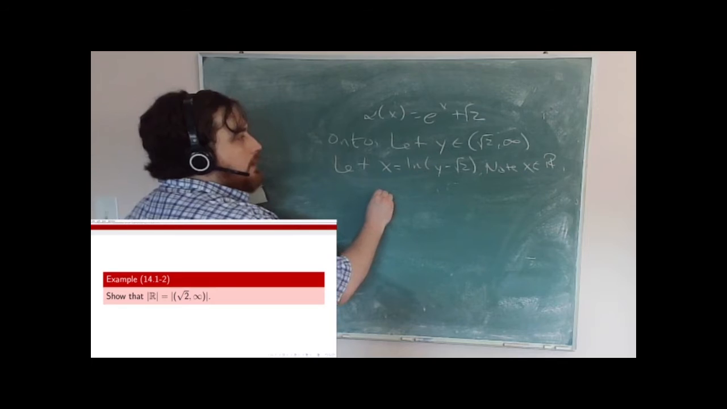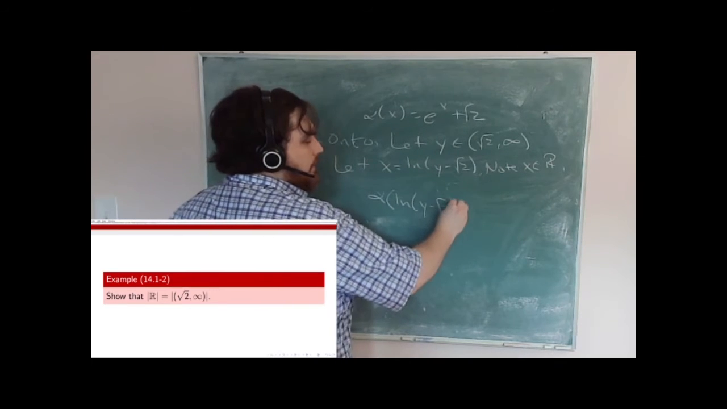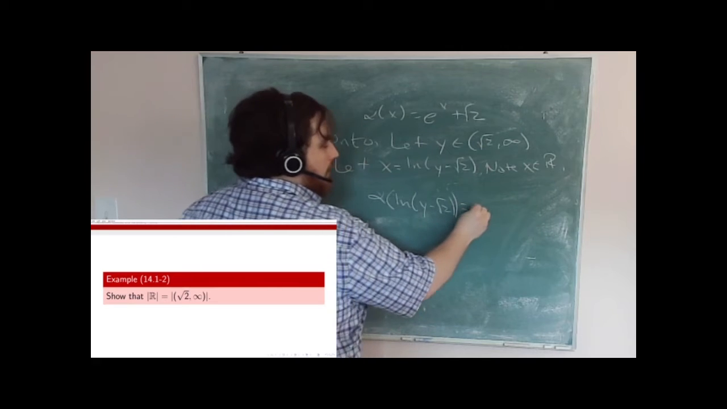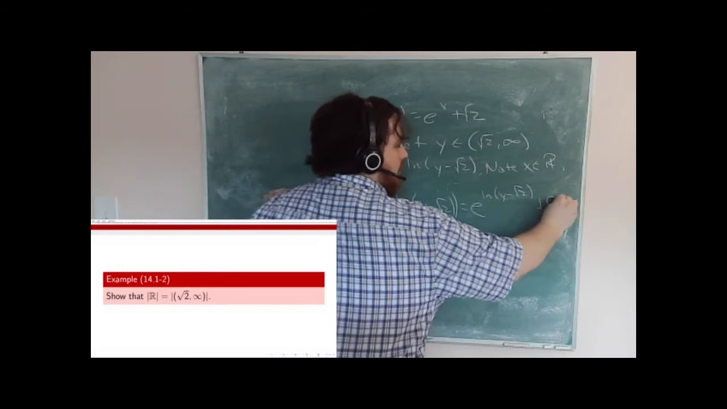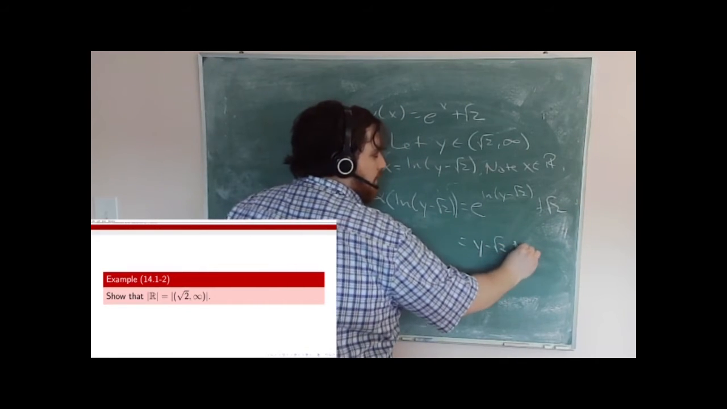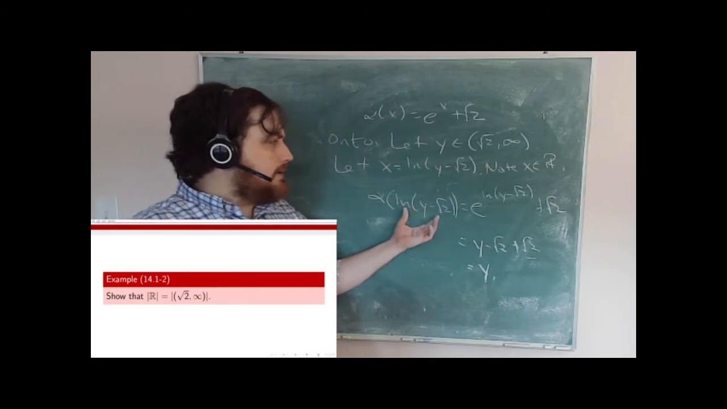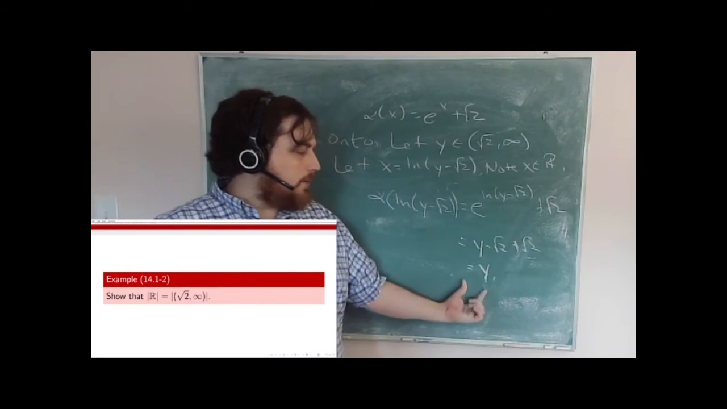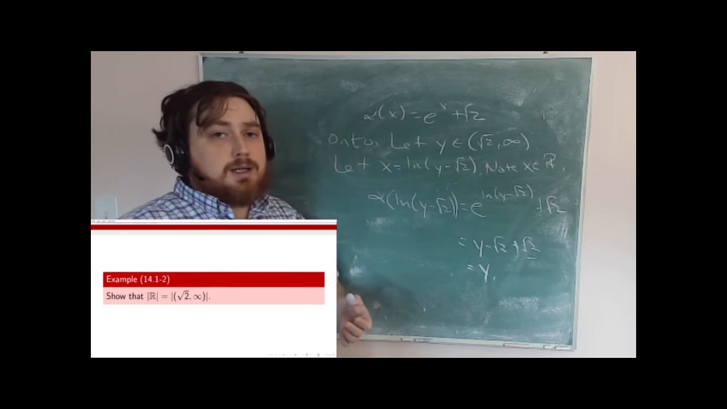Now, if we take alpha of the natural log of y minus the square root of 2, we get e to the natural log of y minus the square root of 2, plus the square root of 2, which is y minus the square root of 2 plus the square root of 2, which is just y. Hence, we found an x in the domain which gets mapped to any y in the range, or the codomain. Therefore, this is indeed an onto mapping.